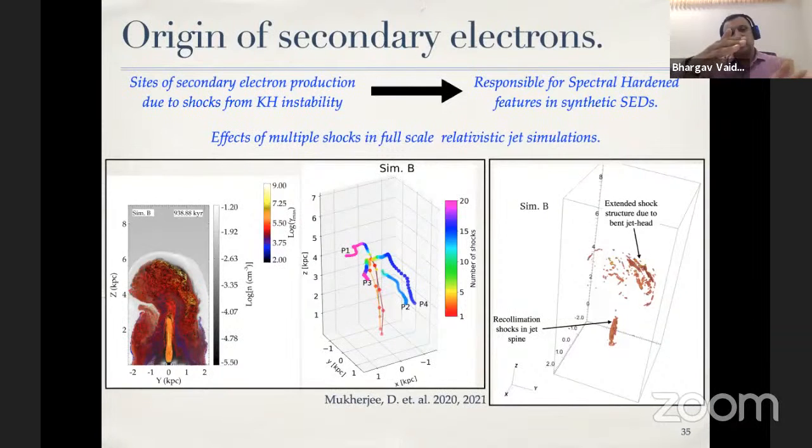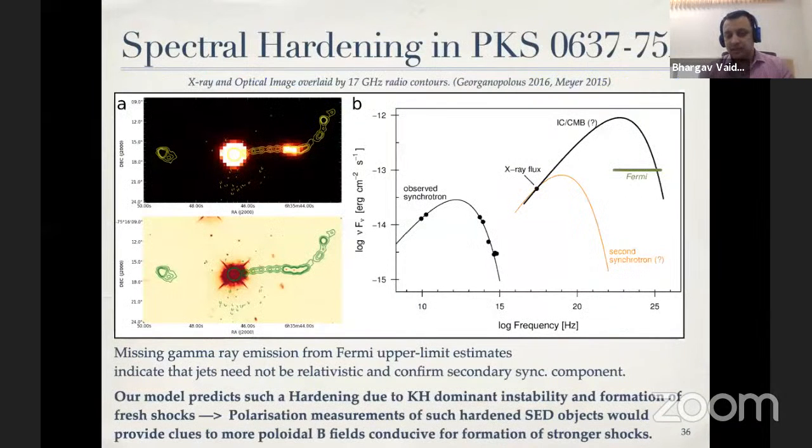He has also demonstrated such features not only in this particular plasma column, but even in larger scale jets, where you can see regions where the particles are getting re-energized due to shocks. There are multiple shocks acting as you move along the jet, so the particles are getting re-energized, especially on kiloparsec scales, giving rise to emission in the X-ray band.